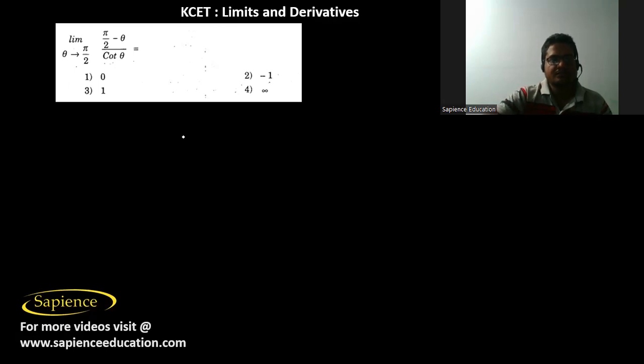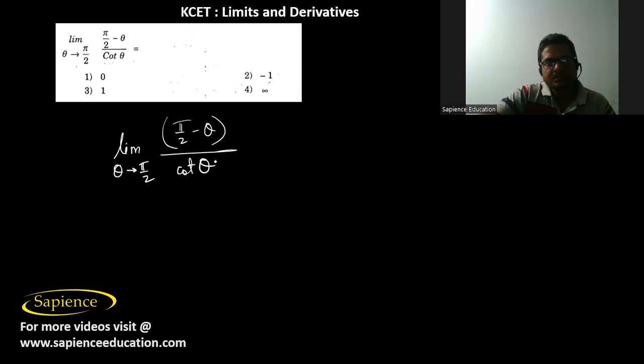So here in the first question, it is told to find the limit as theta tends to pi by 2 of (pi by 2 minus theta) by cot theta. Now cot theta, we can write it as tan of (90 minus theta), meaning tan of (pi by 2 minus theta). So this will be limit theta tends to pi by 2 of (pi by 2 minus theta) divided by tan (pi by 2 minus theta).